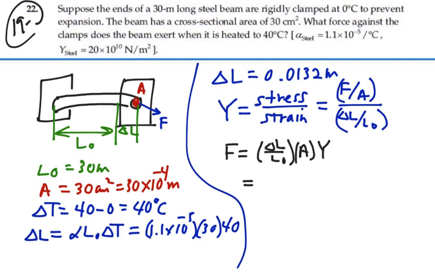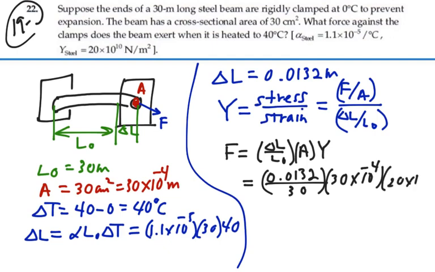So this is going to be equal to 0.0132 meters over 30 meters, times the cross-sectional area, which was 30 times 10 to the minus 4. Could just say 3 times 10 to the minus 3. Young's modulus is 20 times 10 to the 10. Everything in the SI system. So what does this give us?